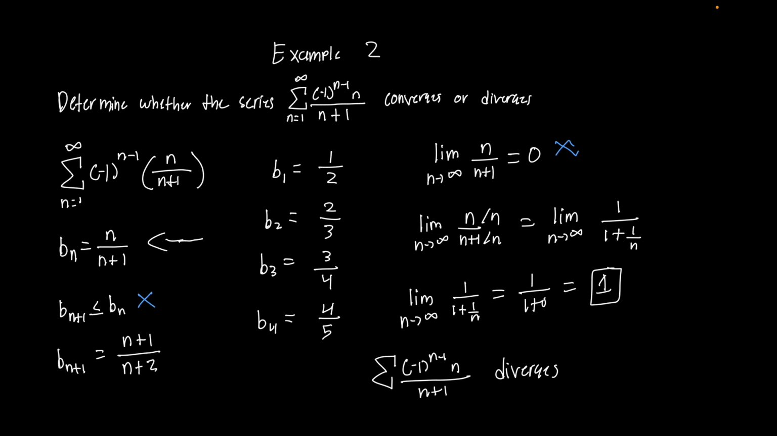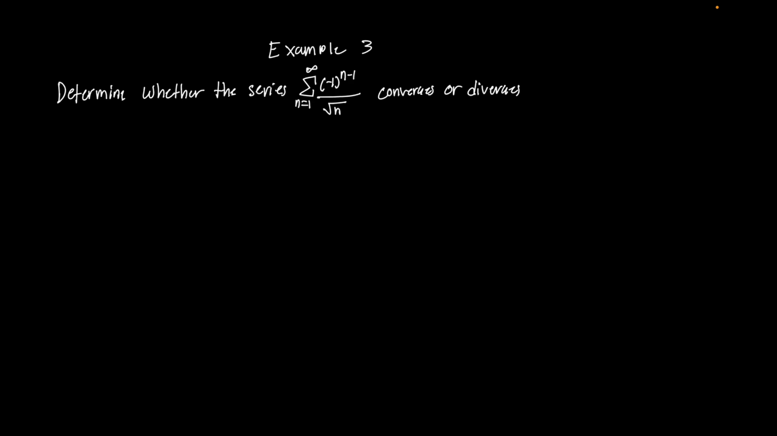So let's move on to our third example. Determine whether the series the sum of (-1)^(n-1) over square root of n converges or diverges. So we know we have our alternator, the (-1)^(n-1). Therefore, we know we can use the alternating series test. So, just like we've been doing for the past two examples, let's rewrite this so we can find our b_n term. Go ahead and try doing this without me while I rewrite this.